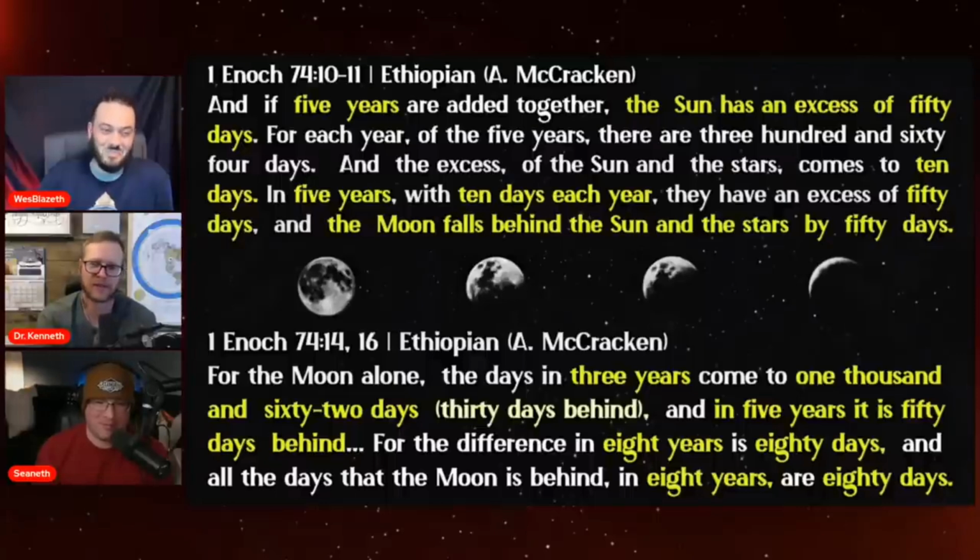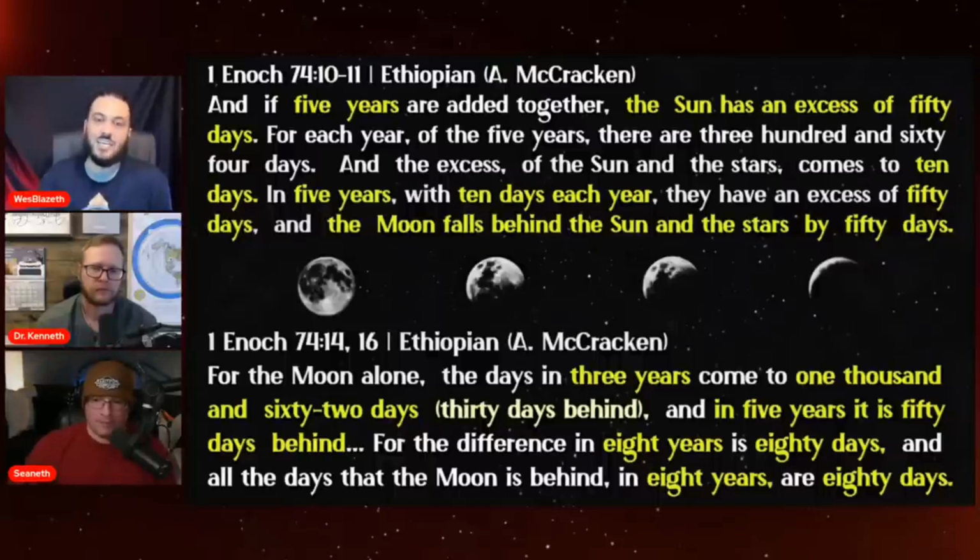But that makes way more sense, because I always struggled with that passage. I didn't understand the excess. The excess of the sun and the stars comes to 10 days over the moon, right? In 5 years, with 10 days each year, they have an excess of 50 days, and the moon falls behind the sun and stars by 50 days in 5 years, 10 days per year. The difference between 354 and 364 days.